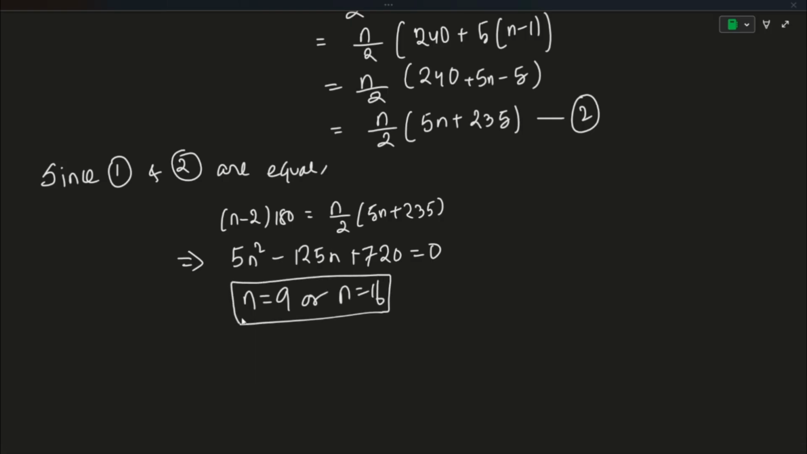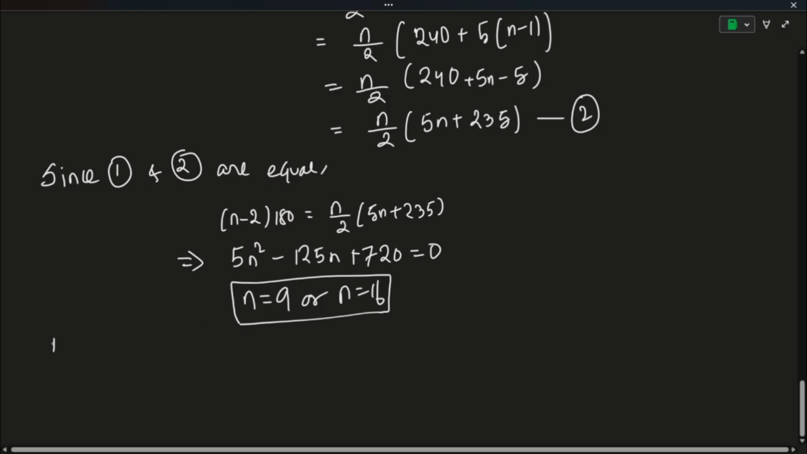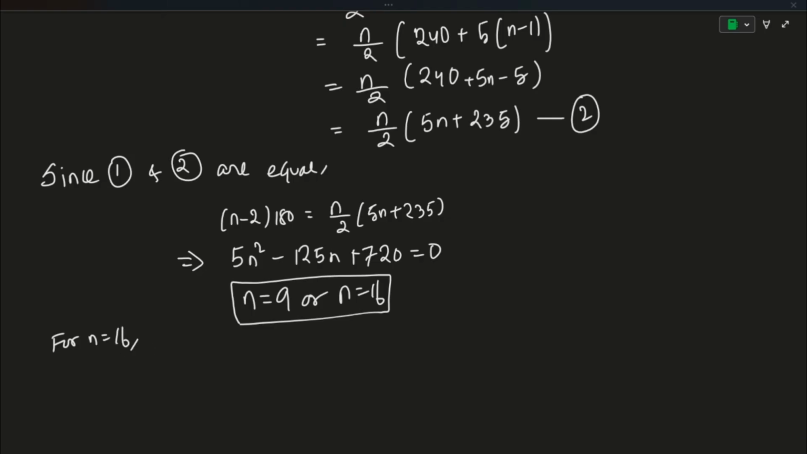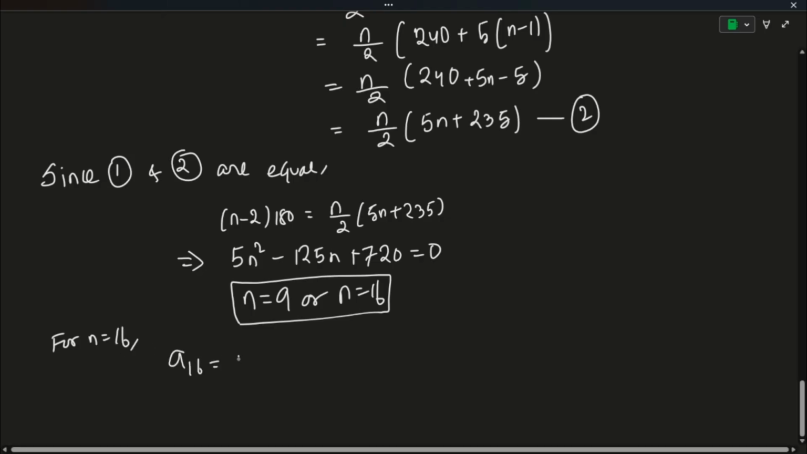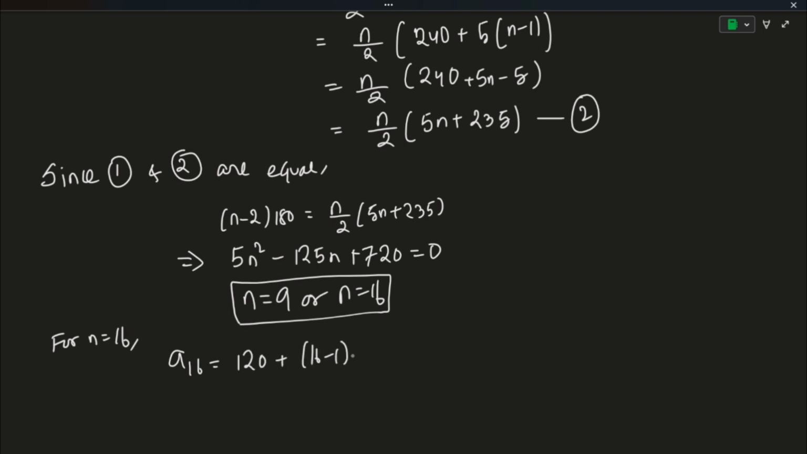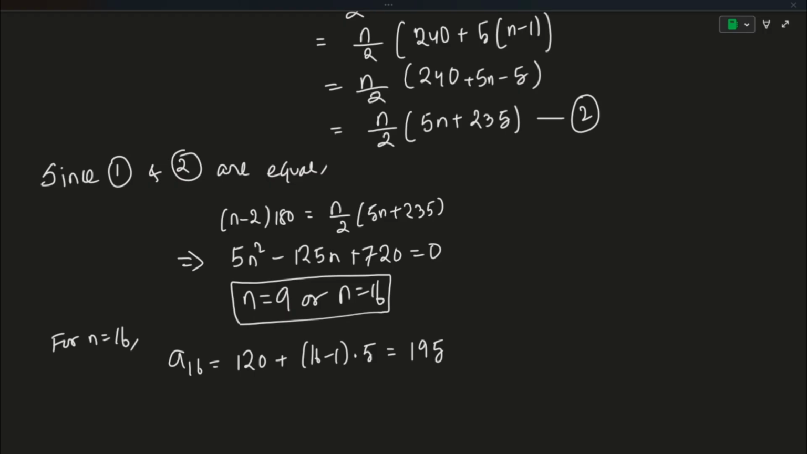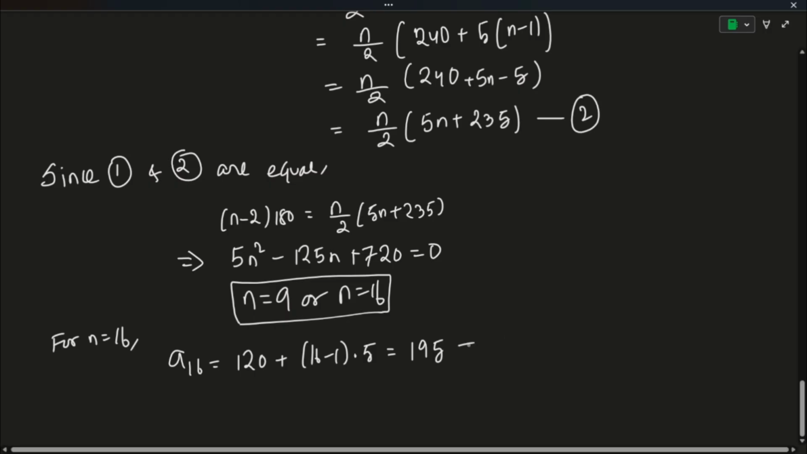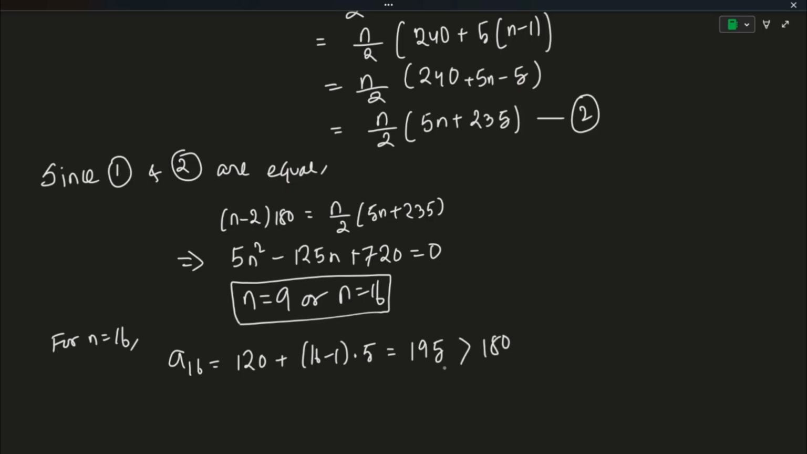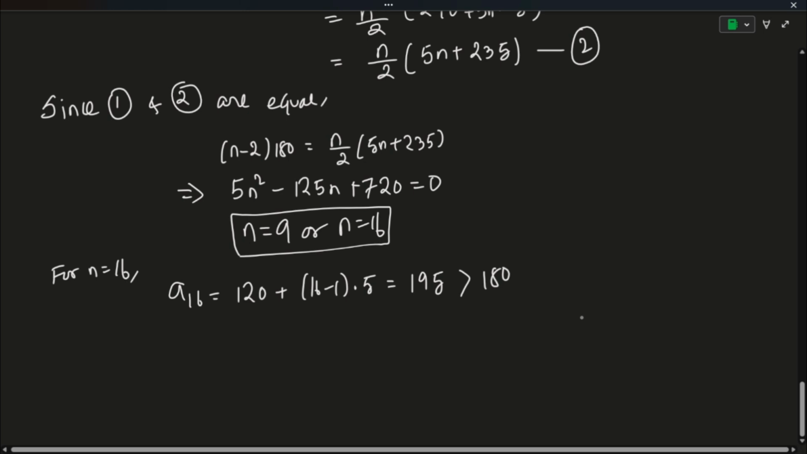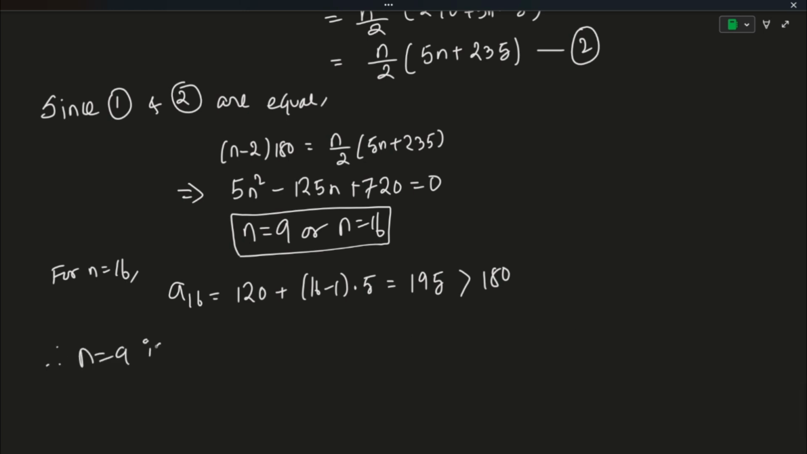Since it is a quadratic, you will get two values, but you have to really find out which of these will work, right? Now let's see what happens for n equals 16. First of all, for n equals 16, the last angle A16 is going to be 120 plus 16 minus 1 into 5. So 16 minus 1 into 5 is 75, and 120 plus 75 is 195, correct? This is not going to be possible since this is greater than 180. This is not possible because no angle can be more than 180 since it is an interior angle. Therefore, n equals 9 is the correct answer.